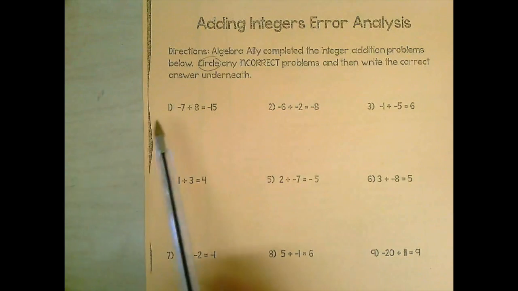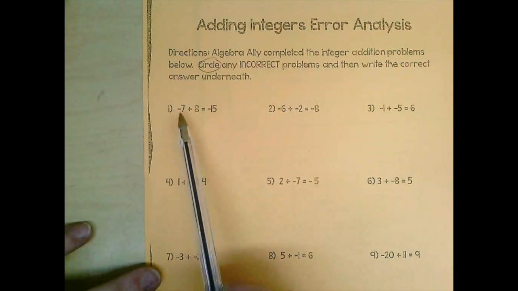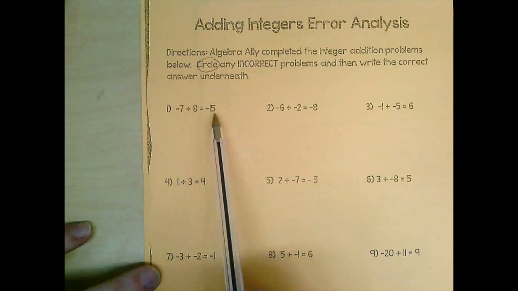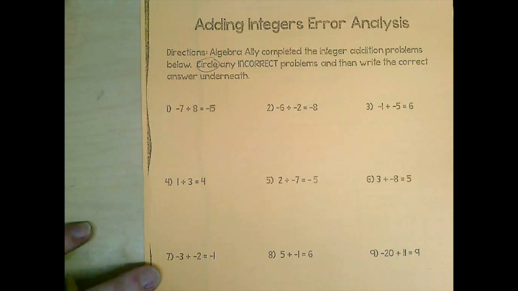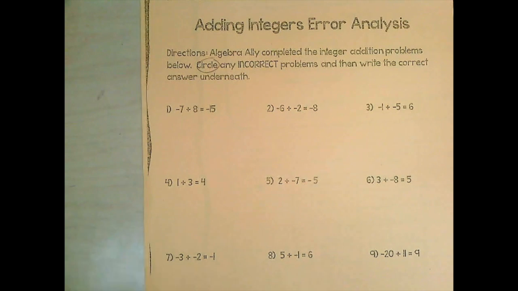So for example, when I look at number 1, I'm deciding, is negative 7 plus 8 equal to negative 15? If I think that's correct, I'm going to leave it just like it is. If I don't think it's correct, then I'm going to circle it and write the correct answer down below. Go ahead and push pause and try these 12 problems here. When you resume, you should be able to see the correct answers.